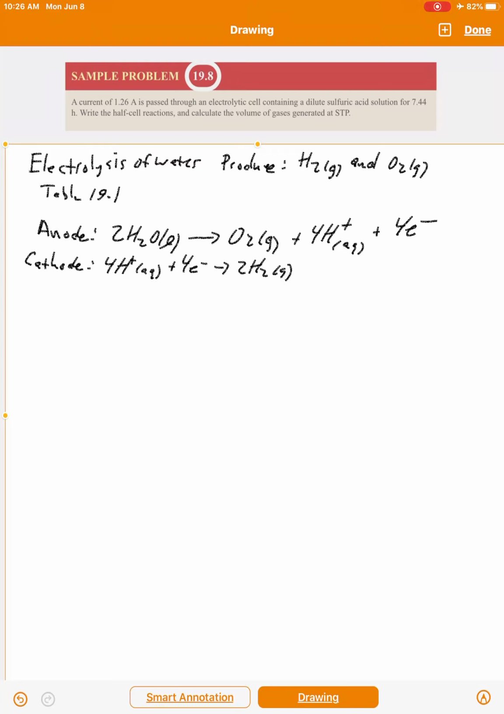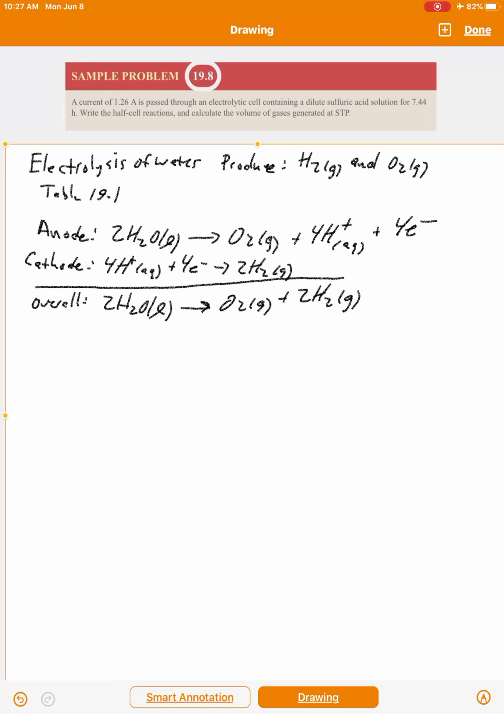Okay? The overall reaction for the electrolysis of water is 2 waters produce oxygen gas plus 2 hydrogen gas. It's the reverse of the formation of water, essentially. Okay? Non-spontaneous reaction. So we would apply a voltage that overcomes the non-spontaneity of this reaction in order to move it forward. So let's go through the calculation.